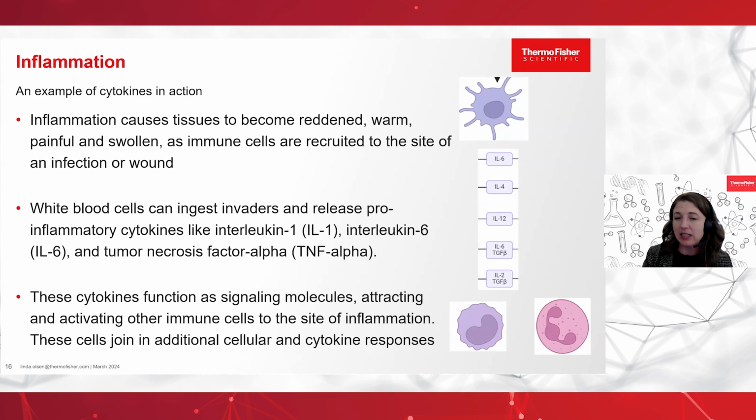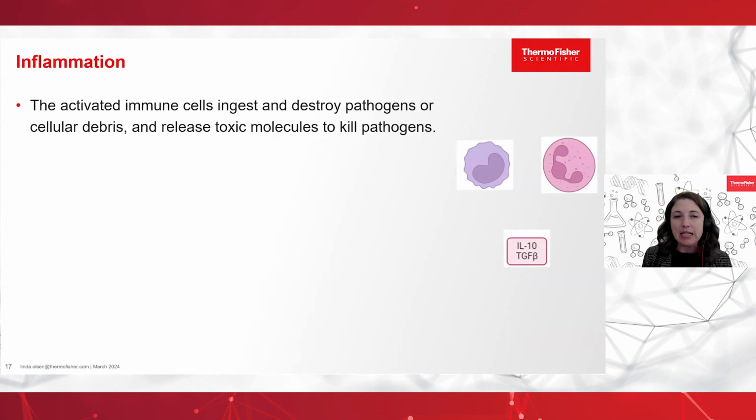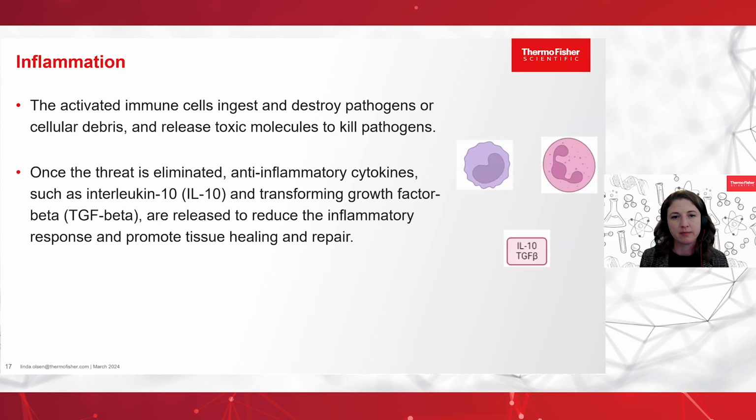These cytokines are signaling molecules. They attract and activate other immune cells to the site of inflammation. These cells join in additional cellular and cytokine responses, extending the cascade. The activated immune cells ingest and destroy pathogens or cellular debris and release toxic molecules to kill the pathogens.